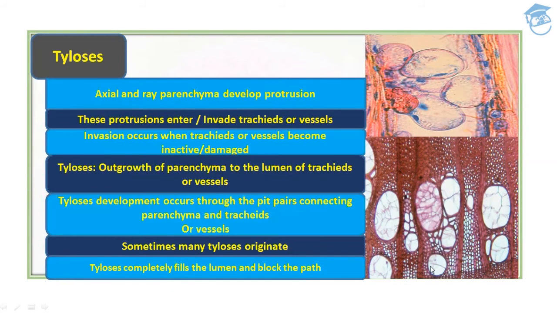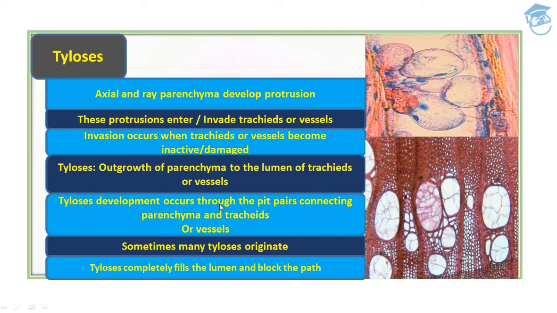Now we'll talk about the tyloses, students. Ray parenchyma and axial parenchyma develop protrusions, and these protrusions enter or invade tracheids or vessels. Invasion occurs when tracheids or vessels become inactive or damaged. Only then does invasion take place. Tyloses are an outgrowth of parenchyma into the lumen of tracheids or vessels.